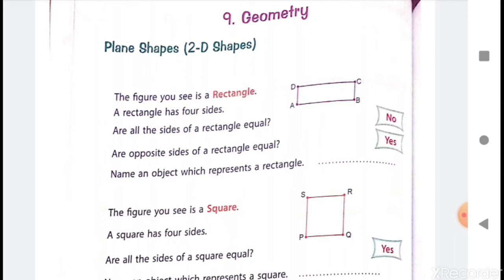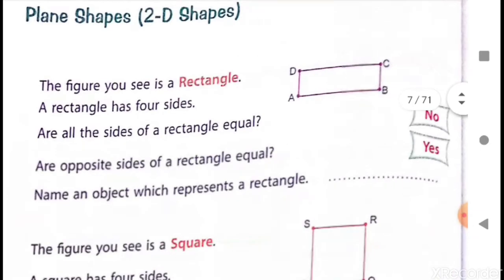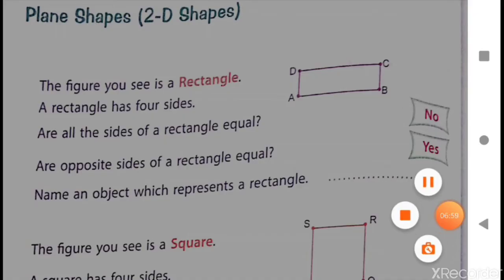Today I will first revise 2-dimensional shapes and then we will move ahead to 3-dimensional shapes. So here the shape you are seeing is a rectangle.